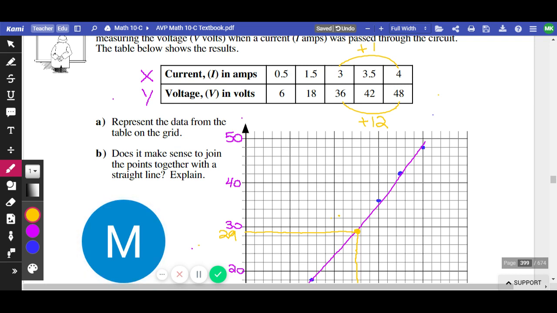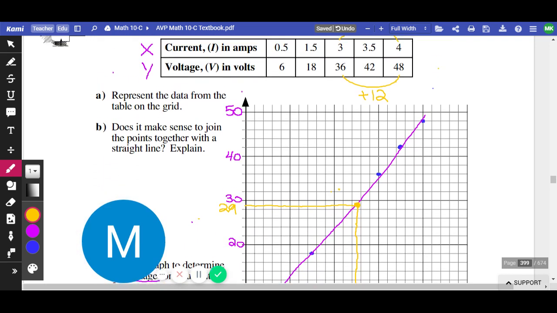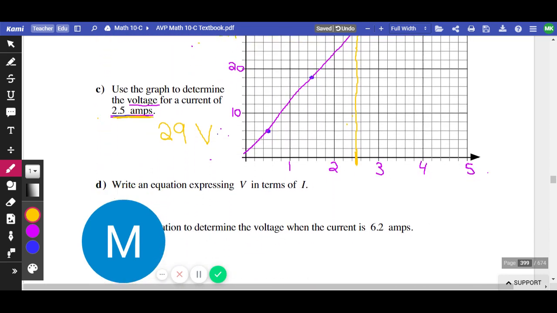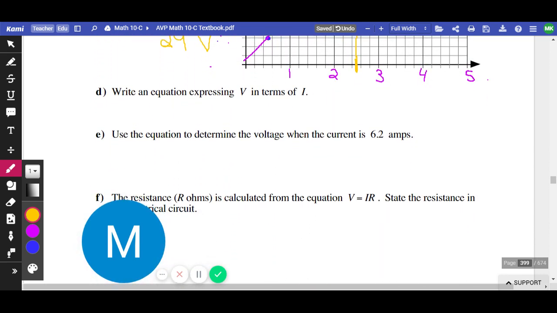Our equation could be written like this. The number of volts equals 12 times the number of amps, which was the letter I.